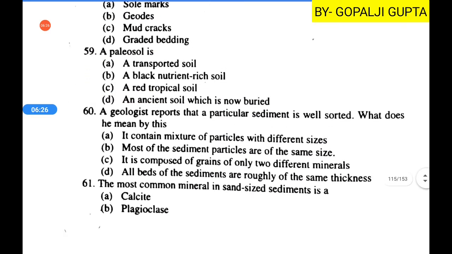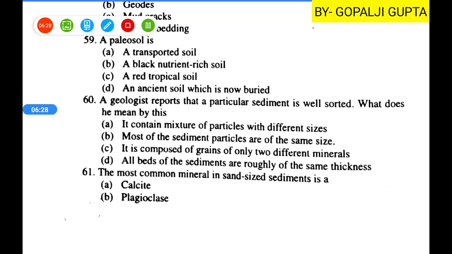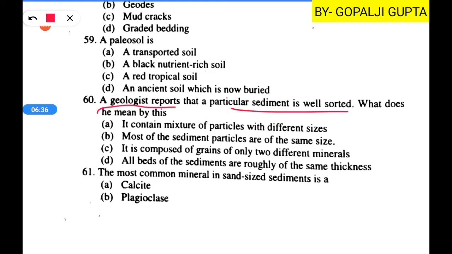Then question number 60 is, the geologist reports that a particular sediment is well sorted. What does he mean by this? Whenever we use the term well sorted, that means simply all the grains, all the sediments, whatever are there, they are of equal size or same size. That's why here the second option will be our right answer, that most of the sediment particles are of the same size.